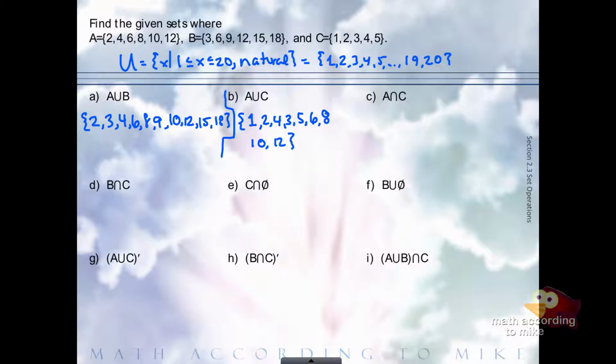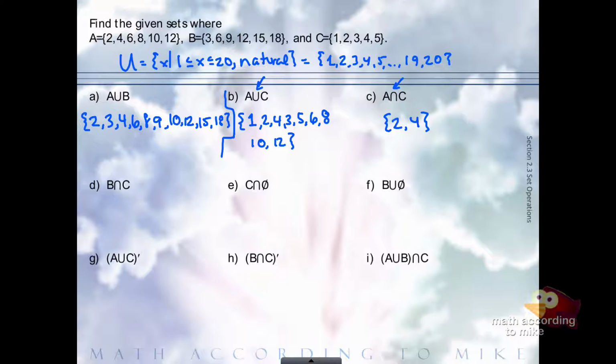Okay, but in part C, we need to say what A and C have in common. A and C only have in common 2 and 4. So remember, the U symbol means union, put them together. The intersect symbol means and, only what they have in common.